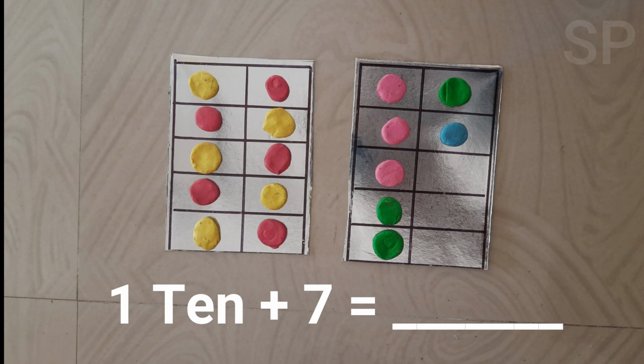The next question is 10 plus 7. So count it. Already it's given there everything. 10 plus 7, it's 17. 1 7 17.